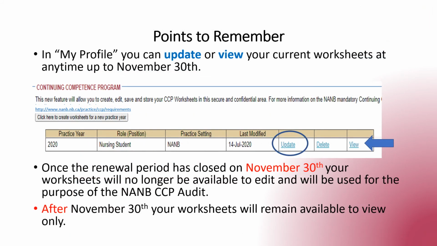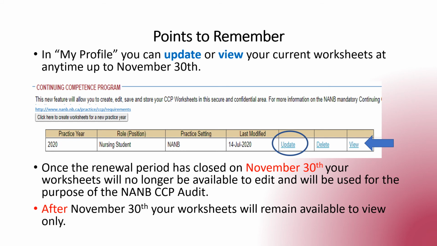Points to remember. In My Profile, you can update or view your current worksheets anytime up to November 30th. Once the renewal period has closed on November 30th, your worksheets will no longer be available to edit and will be used for the purpose of the NANB CCP audit. After November 30th, your worksheets will remain available to view only.